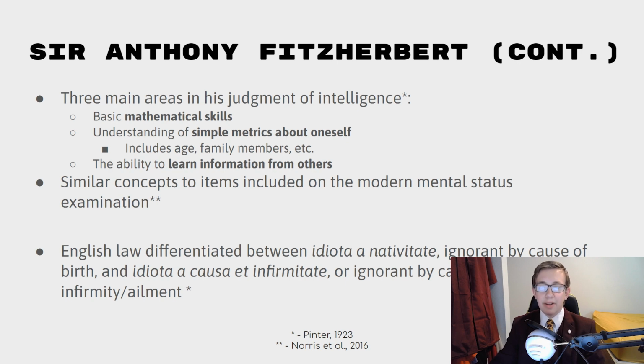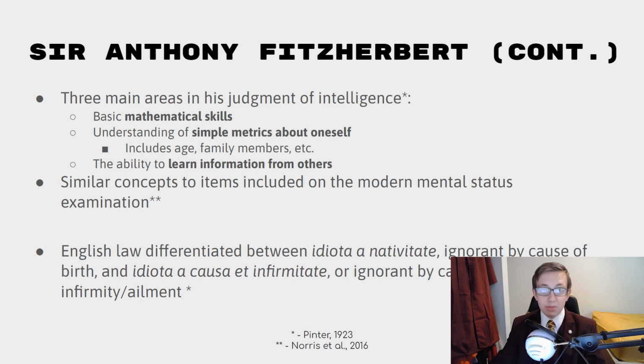So there's three main areas in his judgment of intelligence: basic math skills, simple metrics about yourself, and being able to learn from other people. And similar concepts to this are shared on our modern mental status examinations. When you go in to have one, you're going to be asked things like simple math questions or a basic general fund of knowledge, and you're going to be asked questions about yourself as well.